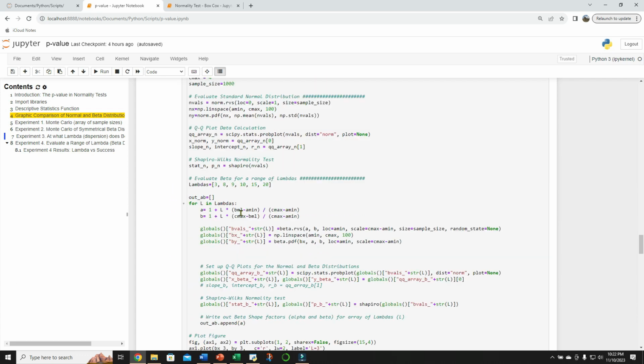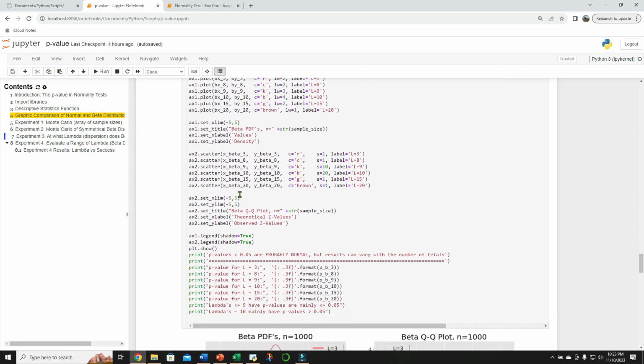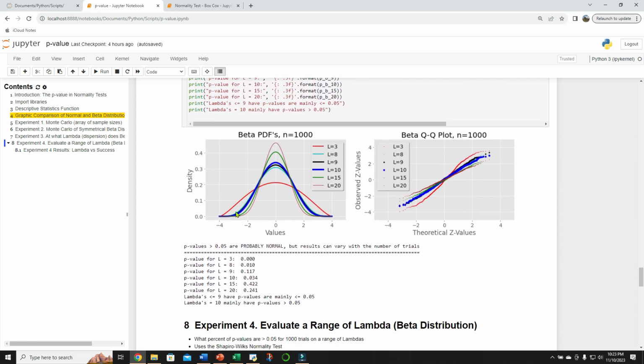We're going to look at a beta distribution with a series of lambdas from 3, 8, 9, 10, 15, and 20. Somewhere around 10 is usually where the beta distribution has a standard deviation that's close to a normal distribution. So let's come on down and we'll look at these plots. So when we look at the PDFs, we see that with a lambda of 3, it's very broad. 10 is this dark blue, and 20 is very peaked, but has that bell shape. So things greater than about 9 or 10 have a normal-looking distribution.